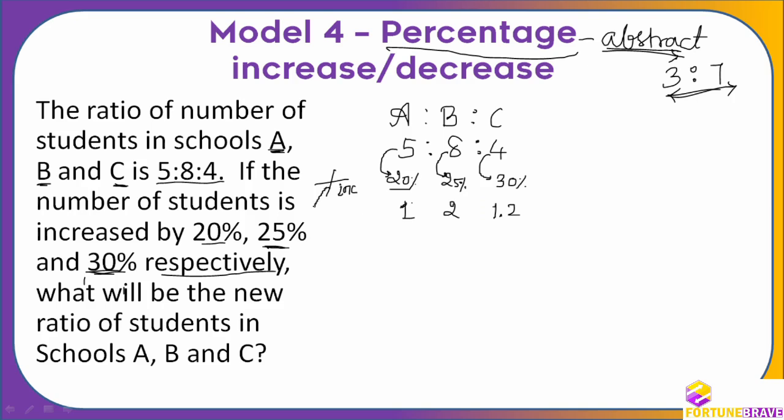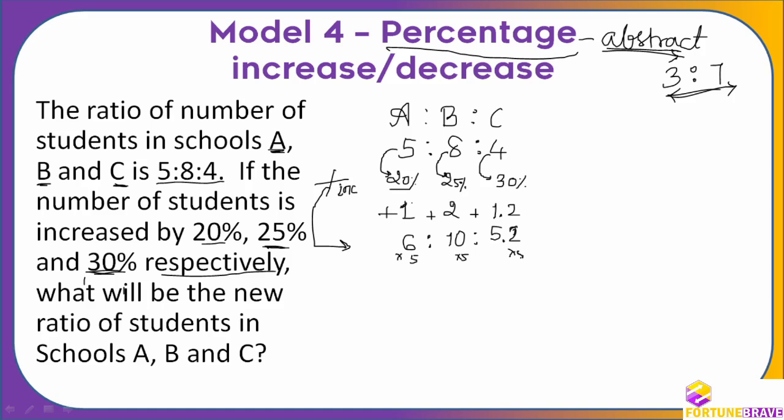So once we increase these numbers by these percentages, the ratio will become 6:10:5.2. I am only adding these numbers. Okay, so now, because there is a decimal number, there is a 0.2, we need to convert them into whole numbers. To convert them into whole numbers, I see there is a 0.2, so I'll multiply all of them by 5.